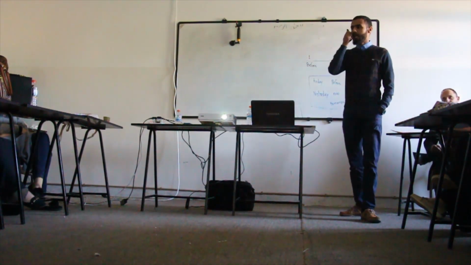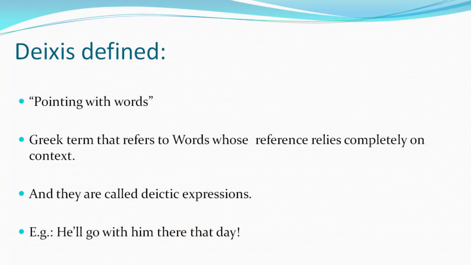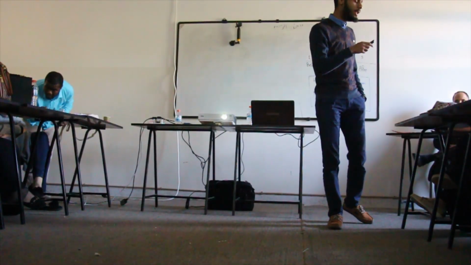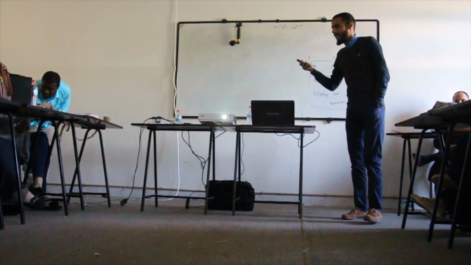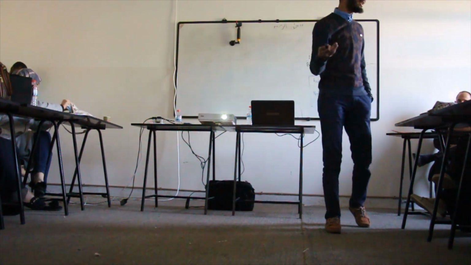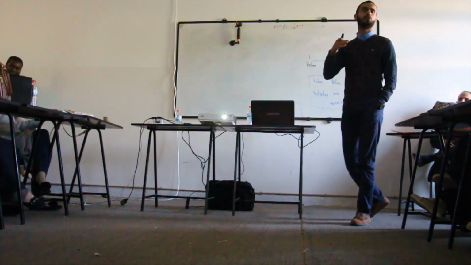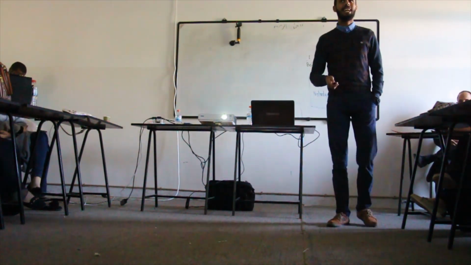For example, let's look at the example that I've written here. He'll go with him there that day. So he and him and there and that day all refer to a specific thing. So how can we differentiate between the different kinds of deictic elements? Deictic elements, as I said, are the terms that we use to refer to something using language. And they are also called indexicals.